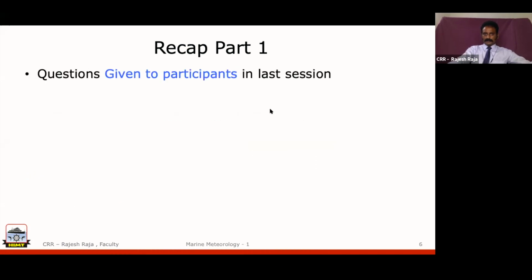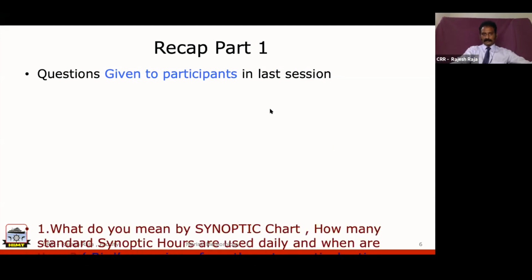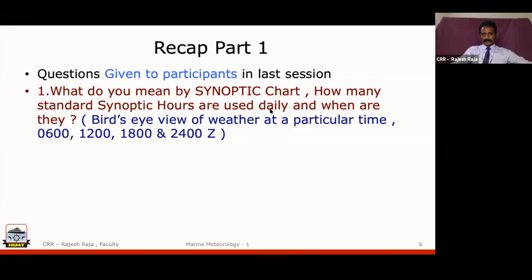Let us quickly look at the questions I had given to the participants last time. Some of them were answered. A quick recap on that. I asked you what is a synoptic chart. The blue color is the answer. It's a bird's eye view of the weather at a particular time.